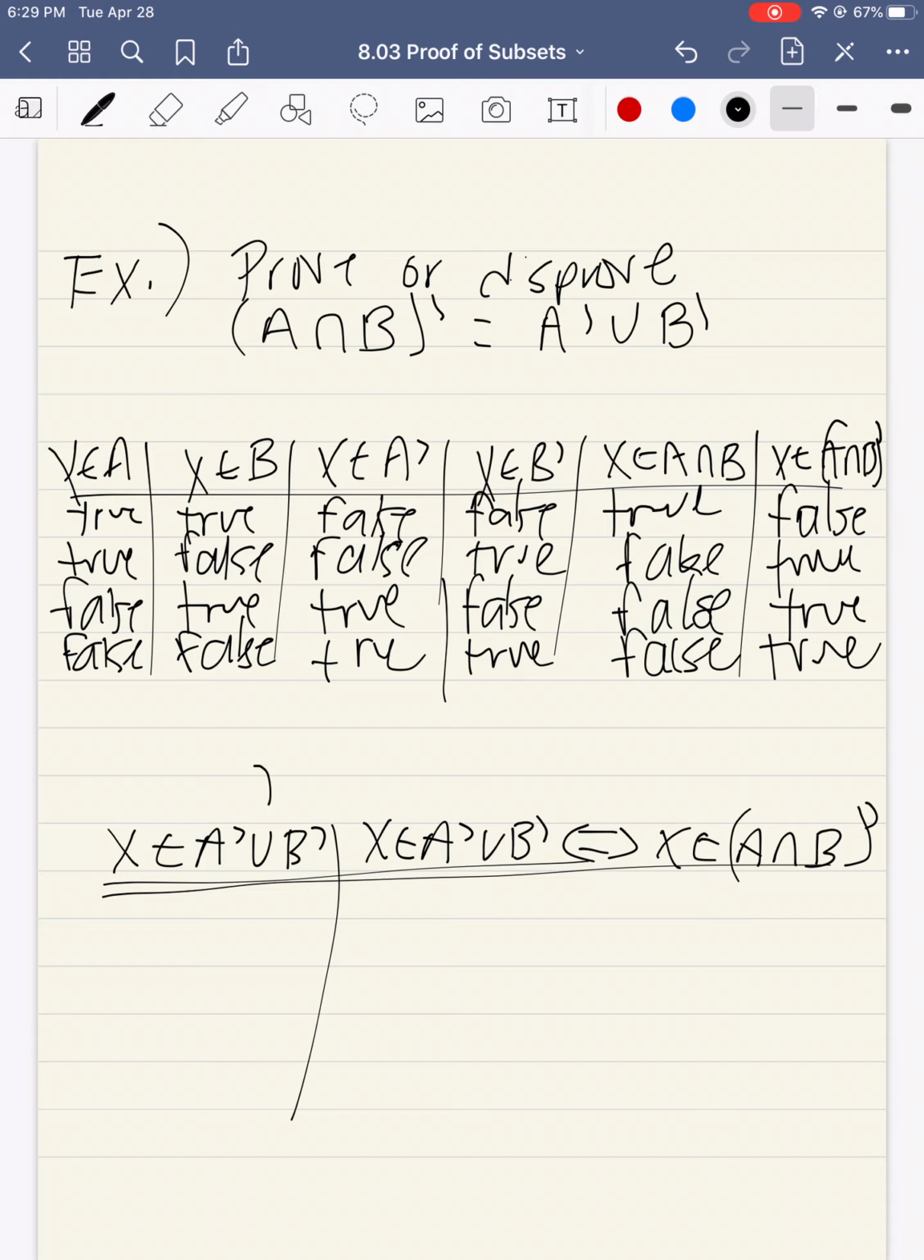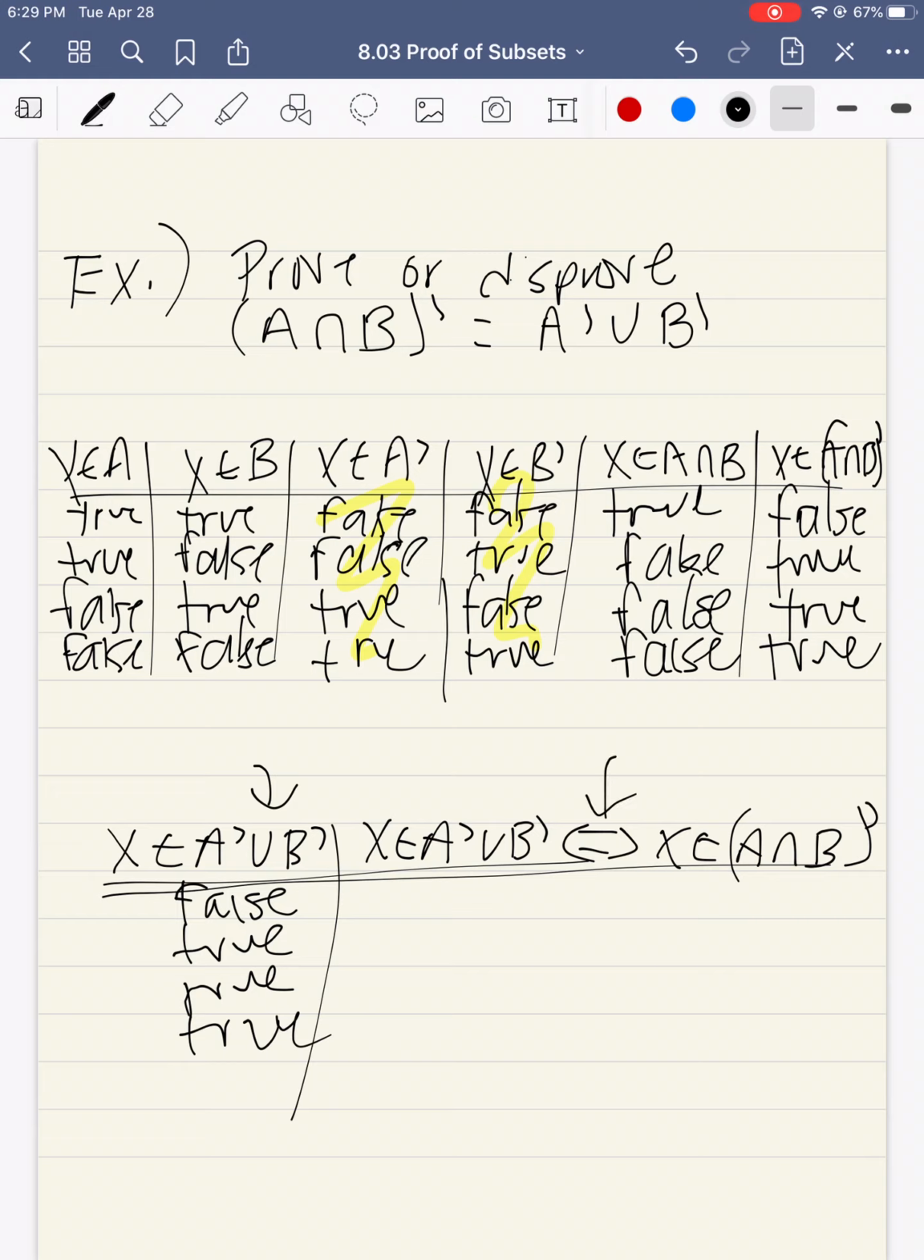And then here, again, this works just like OR. So I am ORing these 2 columns together. So I have false, true, true, true. And now I just need the if and only if statement.